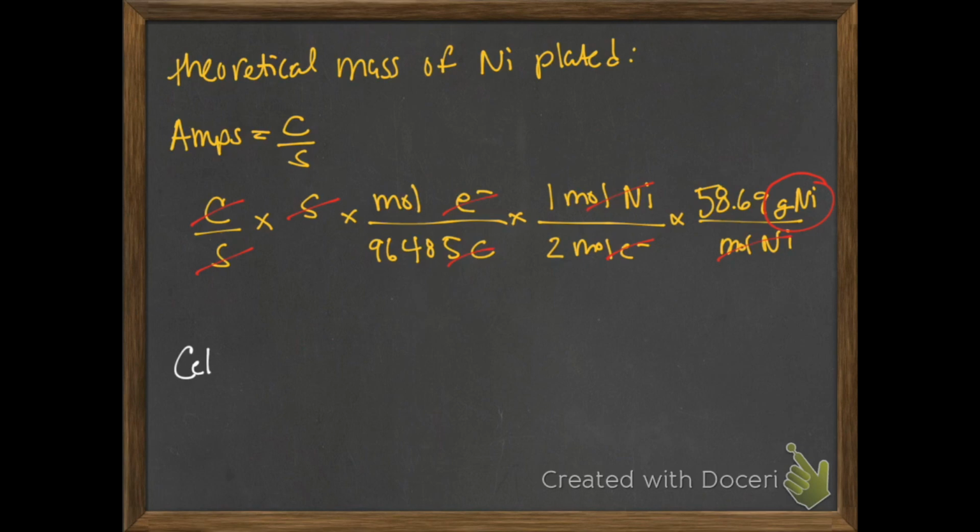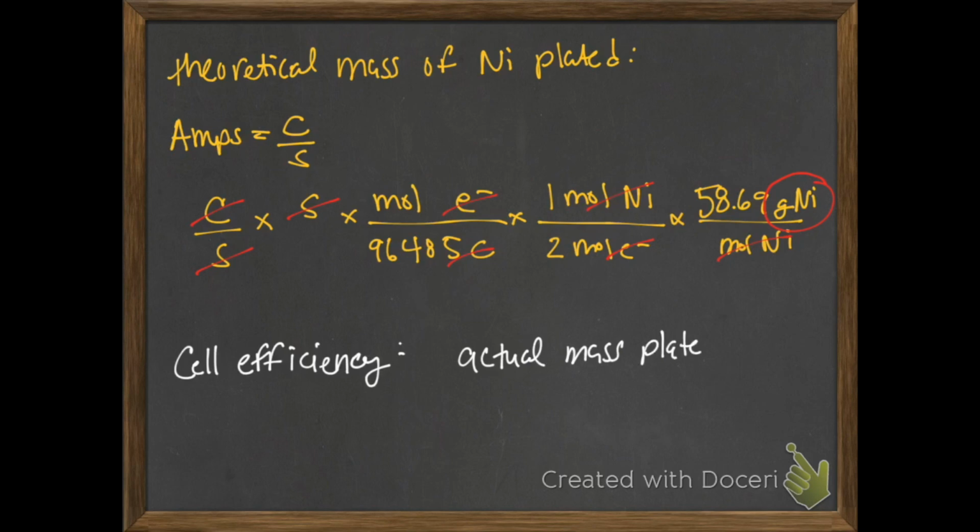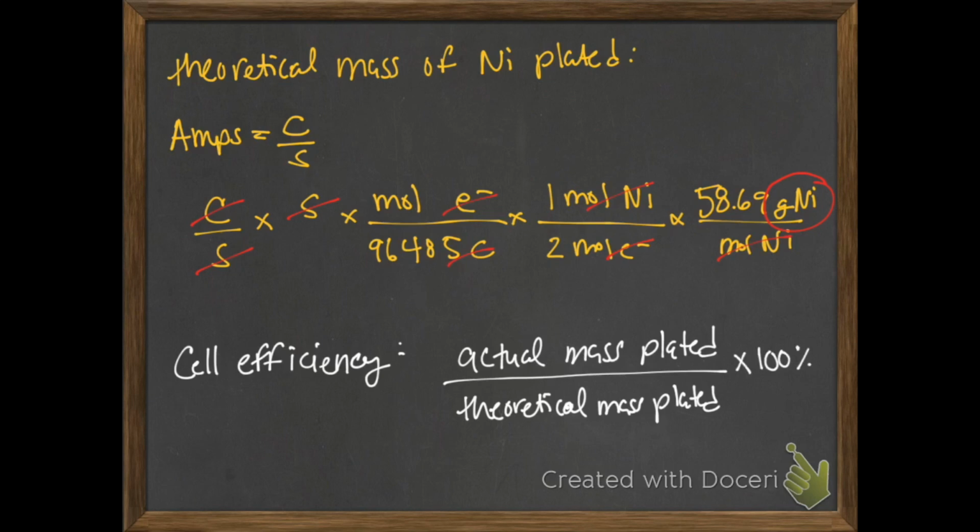So we can calculate the efficiency of the cell to see how well it worked. And that is done by taking the actual mass of the nickel plated on the copper, so that will be recorded as one of the data points, and divide it by the theoretical mass of nickel plated that we just went through how to figure out, and then times 100%, of course, to give us the percent efficiency of the cell.